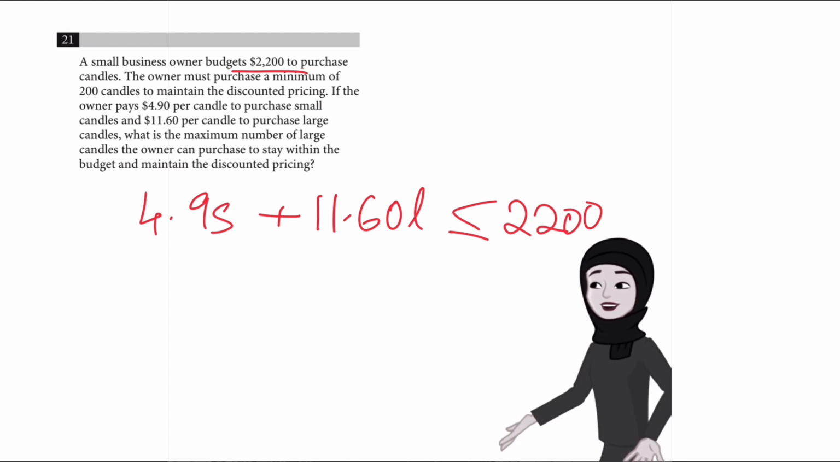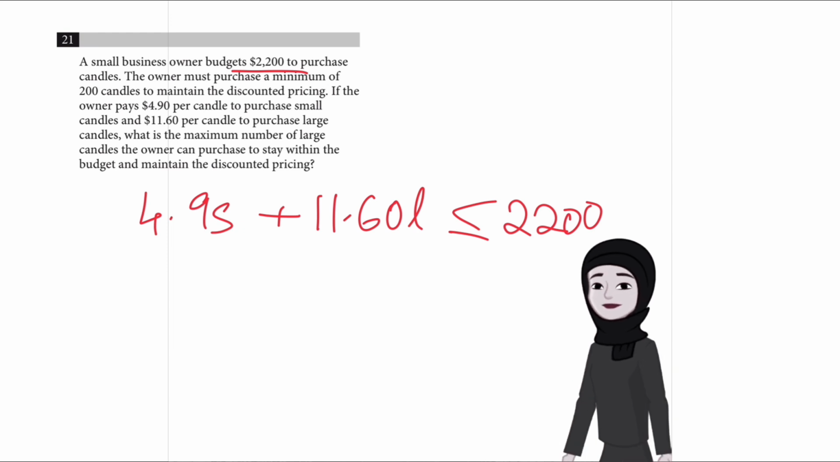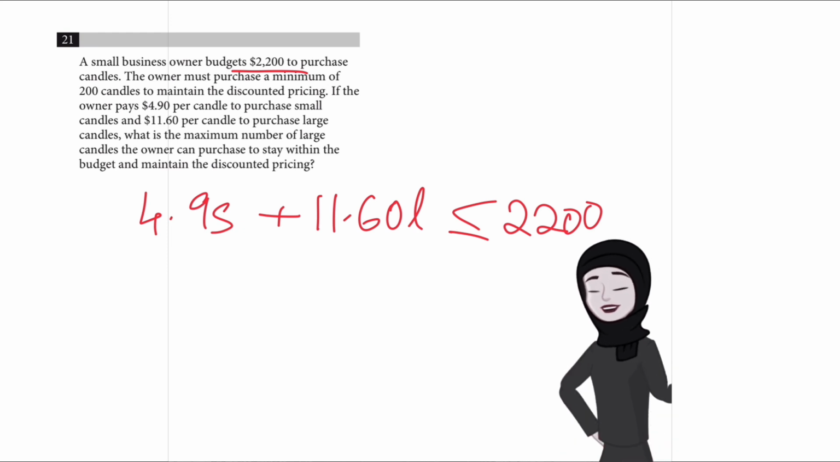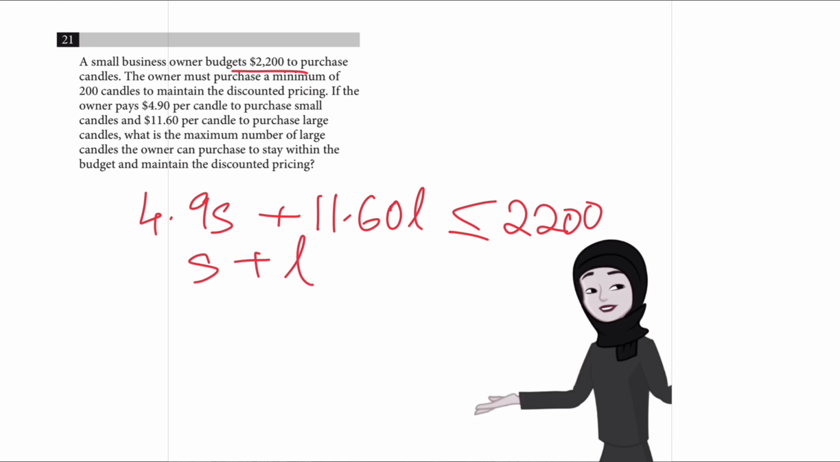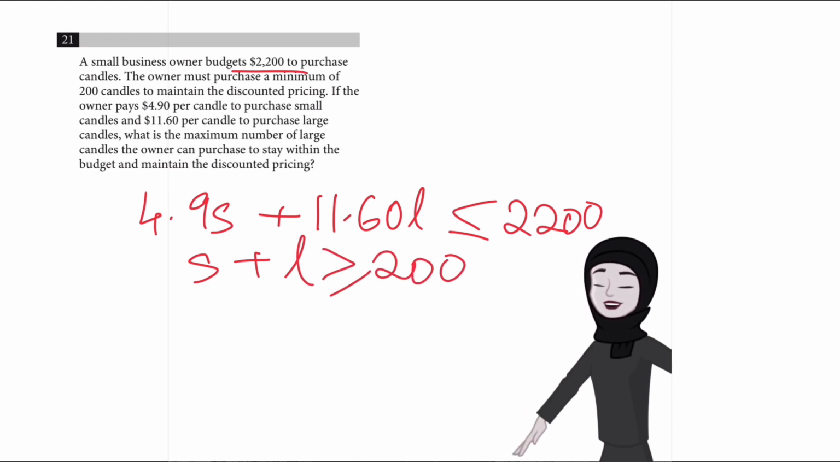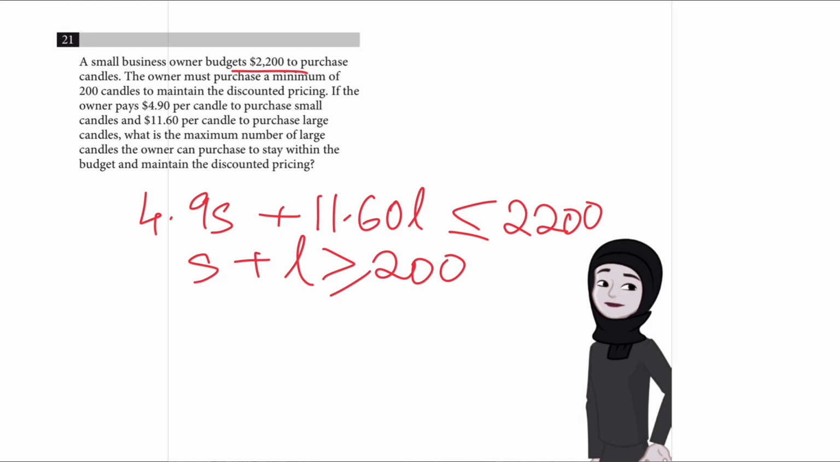One more thing is given: the owner must purchase a minimum of 200 candles. That is the total S plus L. It doesn't matter how many S and how many L, but definitely the minimum is 200. It can be more than that. So S plus L is greater than or equal to 200.